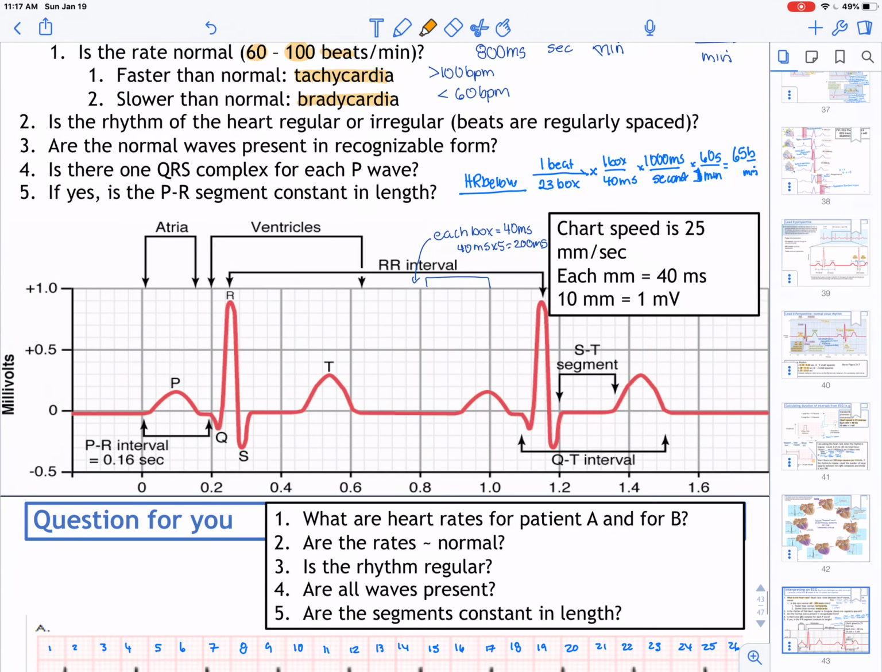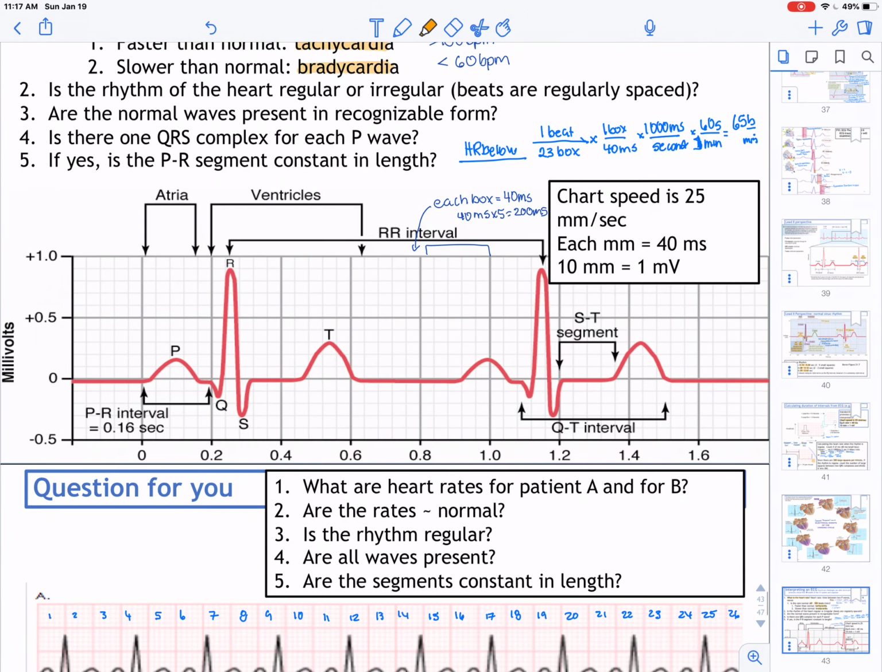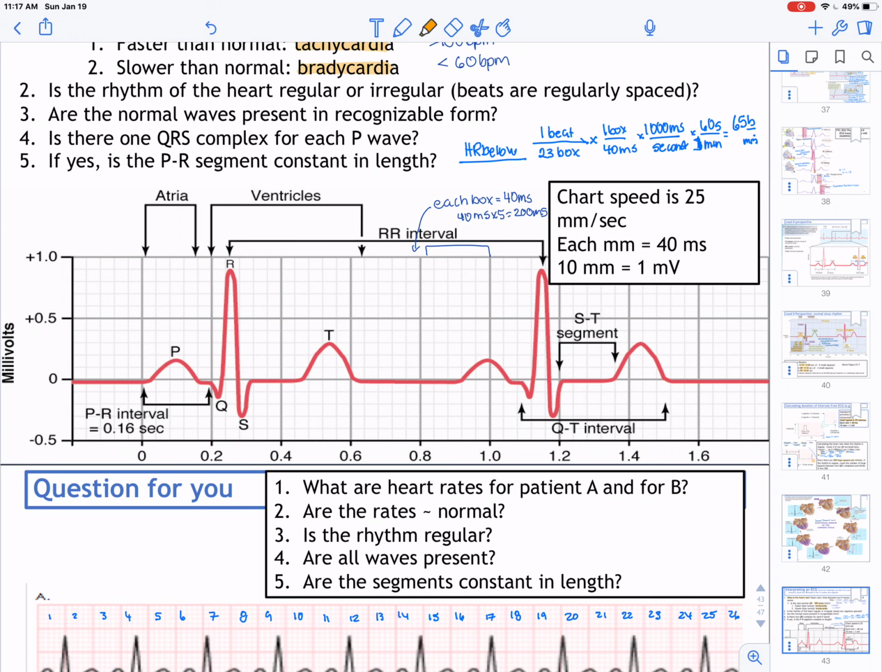And then the next thing after that, the rhythm. You're going to look at, is the rhythm regular? So are the beats regularly spaced? We'll talk more about heart rate variability and some other challenges. That heart rate variability is a good thing, but we'll look at some challenges that may show you irregular rhythms.